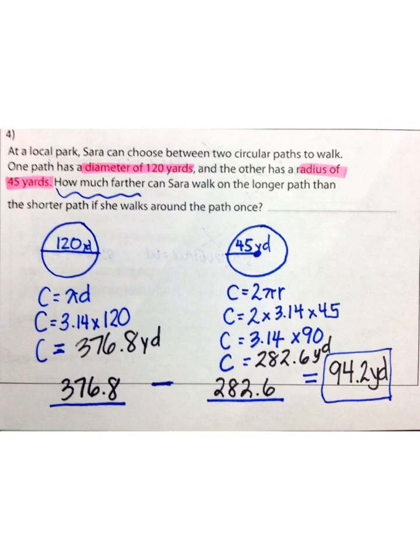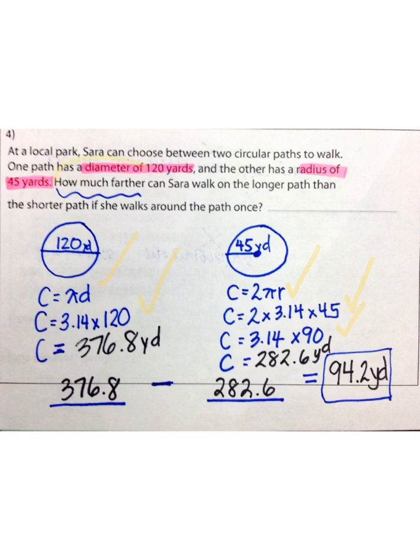Okay, so I found the circumference of the path with a diameter of 120 yards by writing the formula, substituting the value, and I got 376.8 yards. Then I found the circumference of the smaller path, or the second one. It has a radius, so I used the radius formula, 2 times pi times the radius. I substituted my values and doubled the radius and got 282.6 yards.